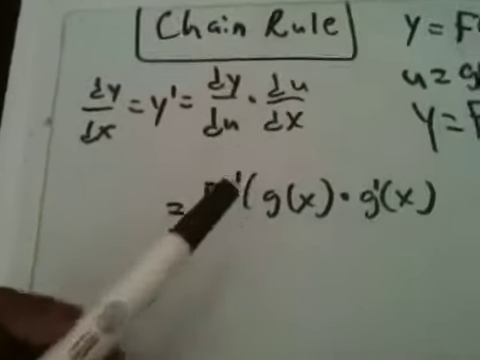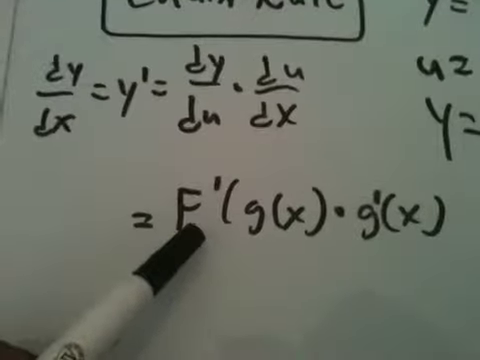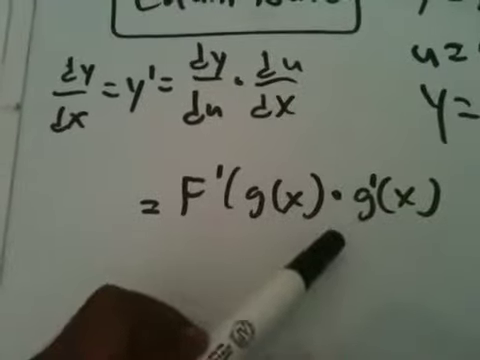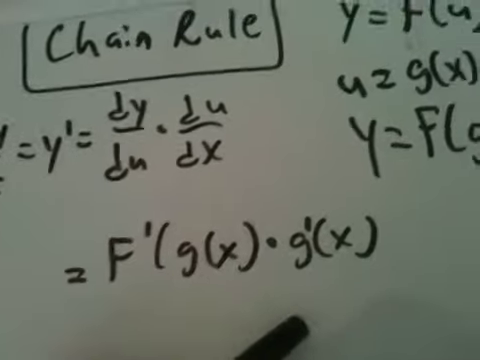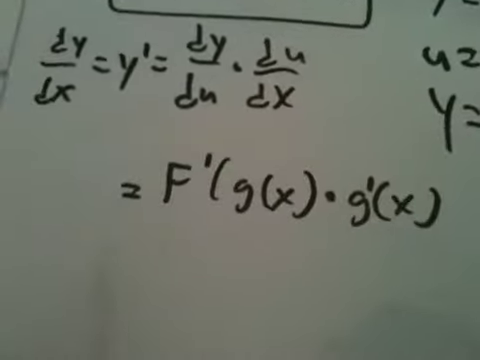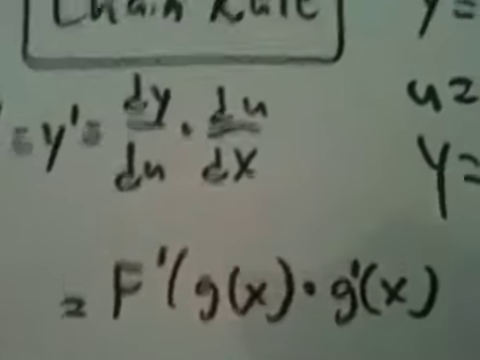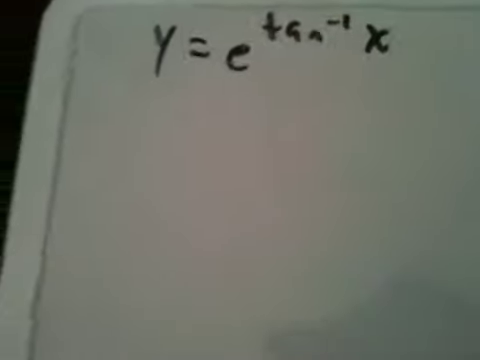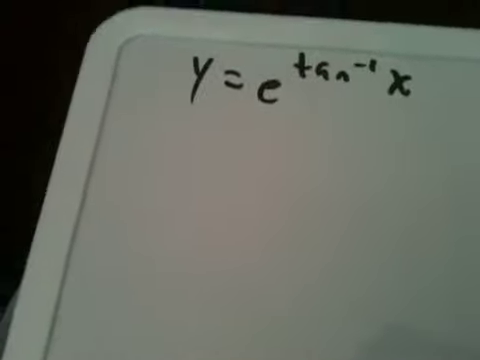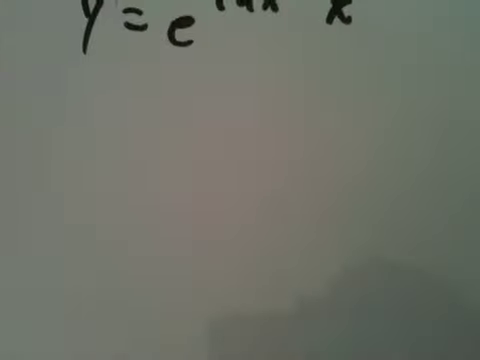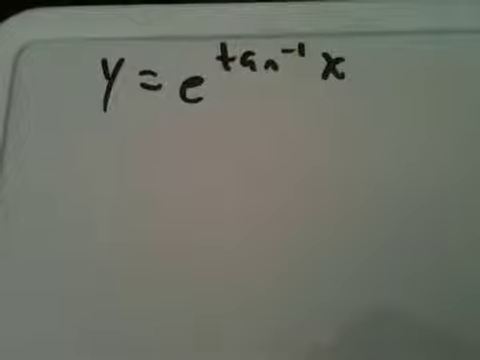Another way to think about it is you take the derivative of the outside function with respect to the inside and you multiply that by the derivative of the innermost function. And you can apply the chain rule multiple times within a function. So let's do one example. And it doesn't really involve inside outside, it just involves powers. The one function I have here is y equals e to the inverse tangent of x.